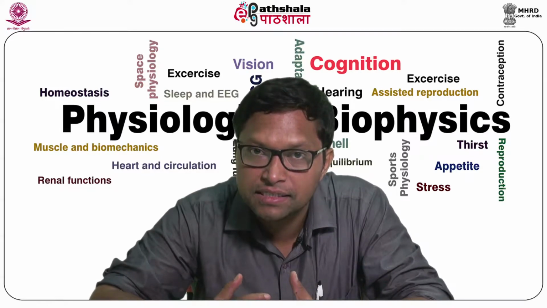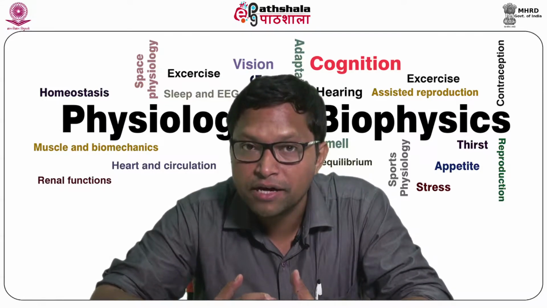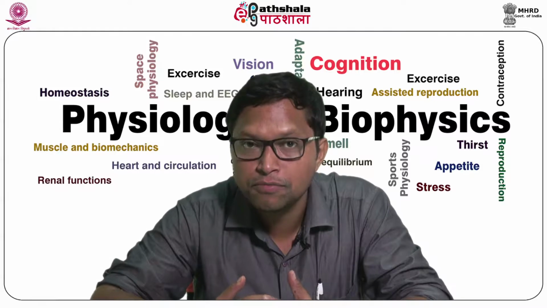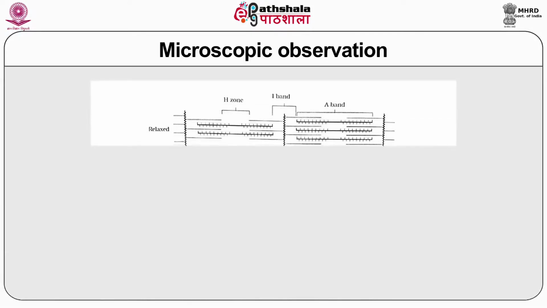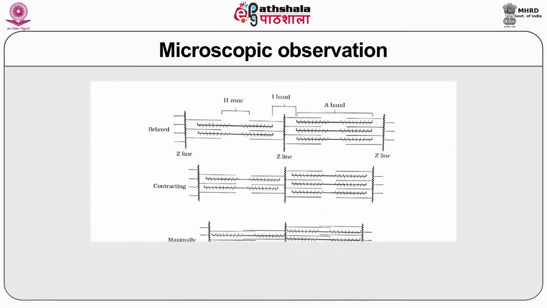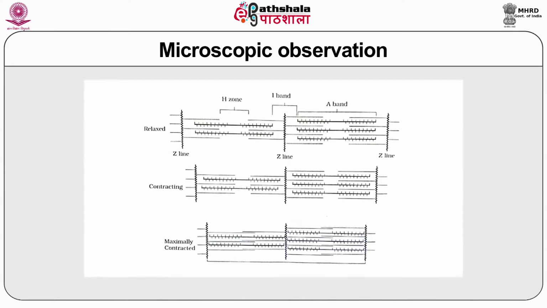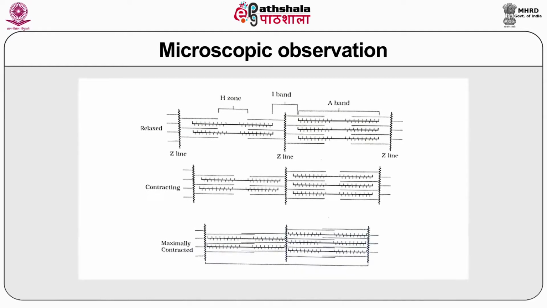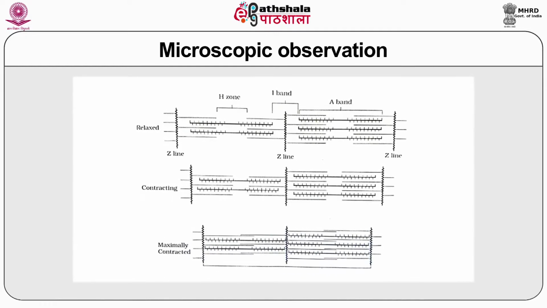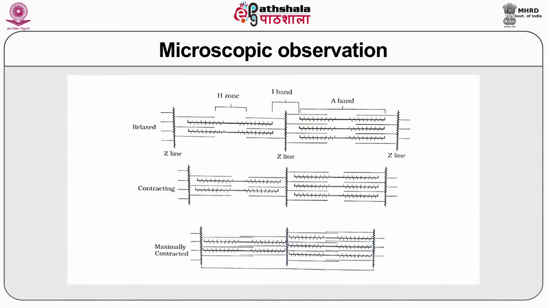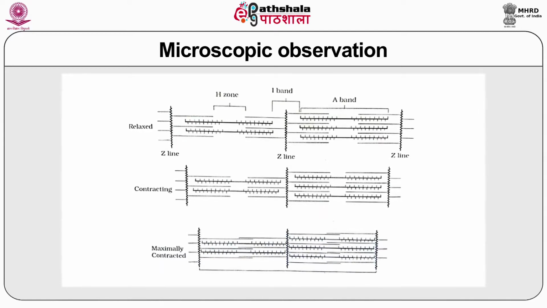It is the interaction between these two filaments which brings about the contraction of the muscle in a very coordinated manner. When seen under the light microscope, there are darkly stained areas called the A band and lightly stained areas called the I band. The A band is composed mainly of myosin and the I band of actin.